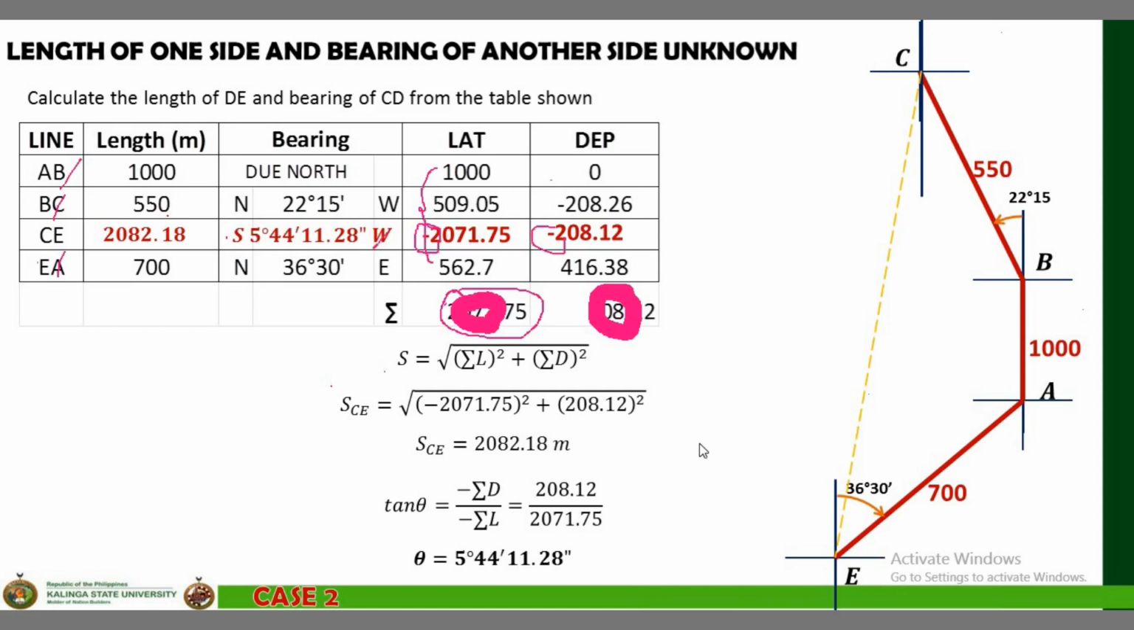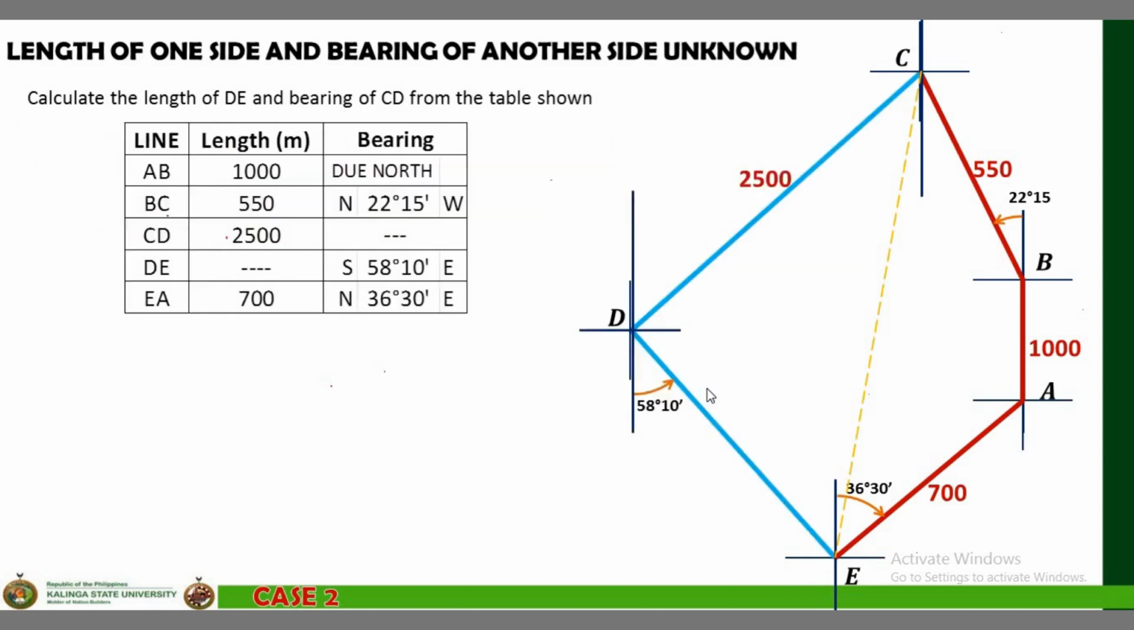So, once we get the value of the closing line, what we have solved so far, CE, is just the closing line for the traverse EA, AB, and BC. That is not yet our final answer. Now, if we look at the original traverse, it looks like this. What we need here is the bearing of CD and the length of DE. We have solved the length of CE, equal to 2082.18. We have also solved its bearing.